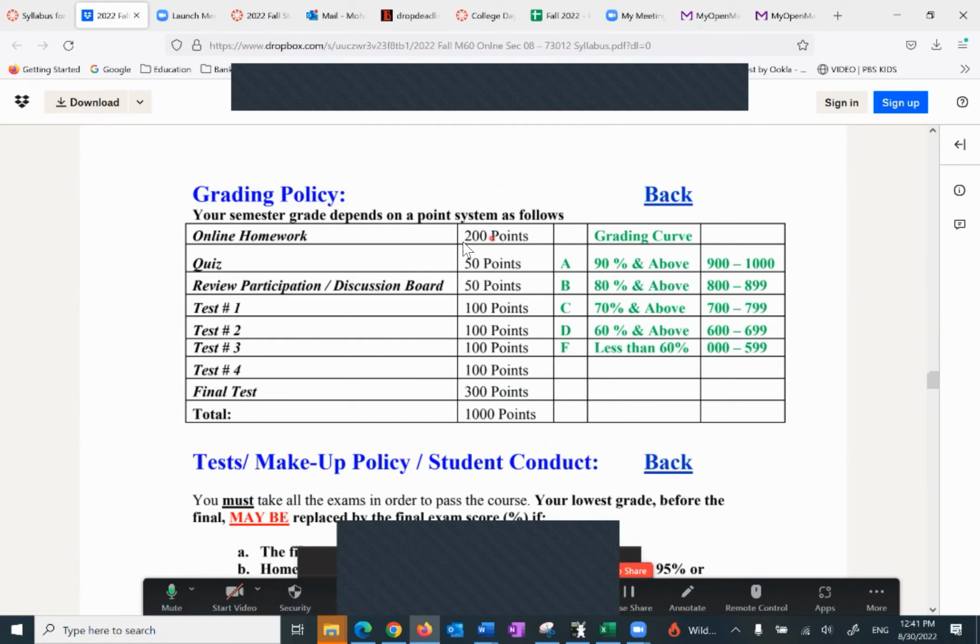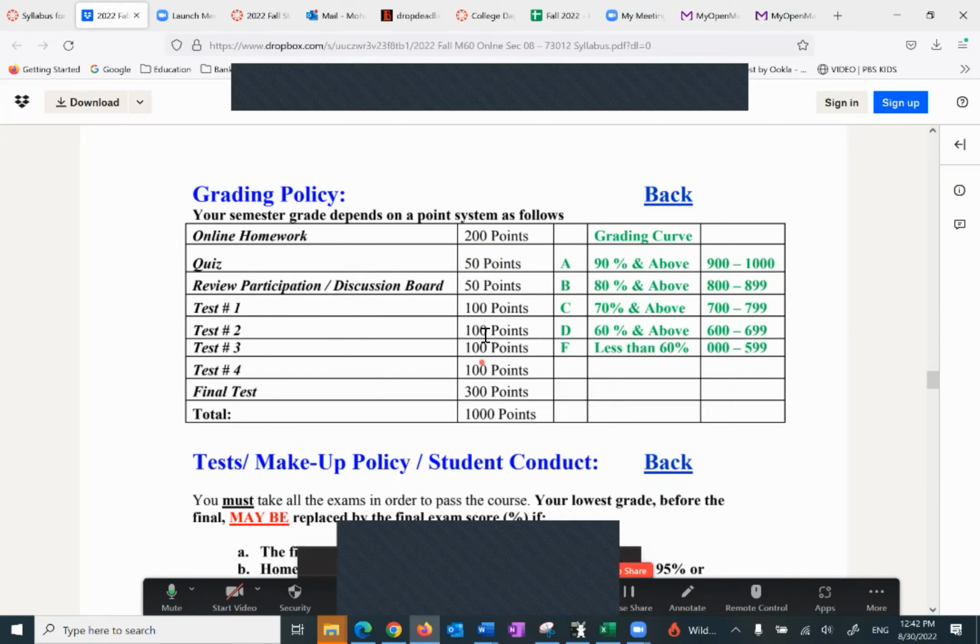Your online homework is 200 points. Normally in the past, people received 95%, even higher, because you can redo them as long as it's done before the due date. And I highly recommend you do it on a daily basis, meaning one section per day to be successful. You get the credit for it. The quizzes, you have only one attempt. We have the review participation discussion board, 50 points. There are 5 of them, 10 points each. I'll go over that and I'll show you.